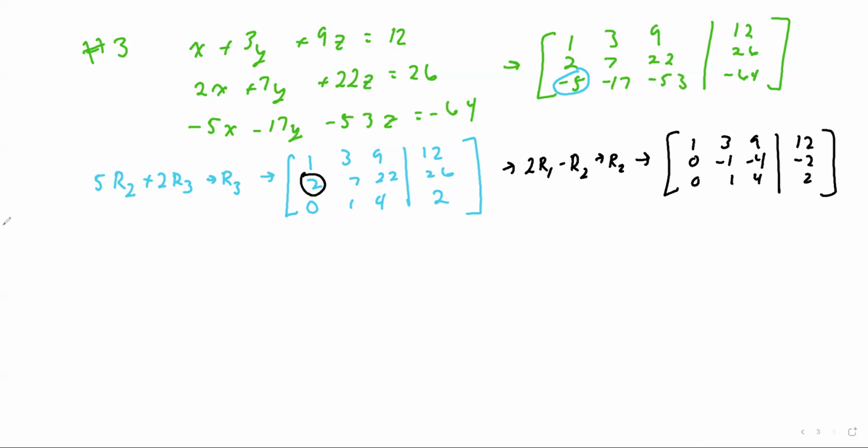And then if you recall, the next step is to make this guy become a 0. And it looks like if I just add these two up, so I'm going to take row 2 plus row 3, and that will be my new row 3. So that'd just be 1, 3, 9, 12, 0, -1, -4, -2.